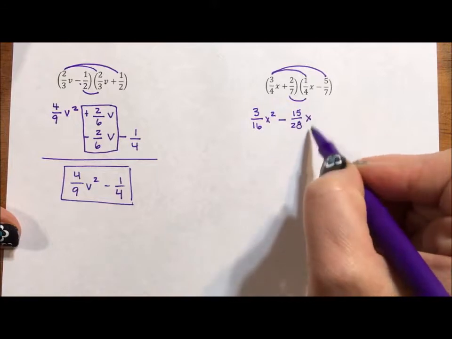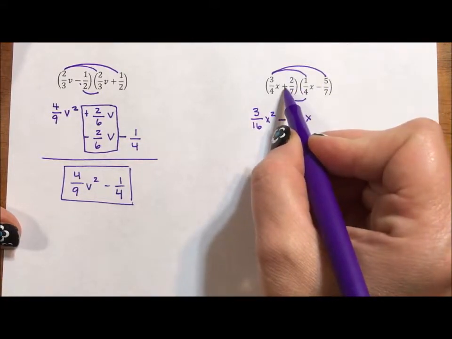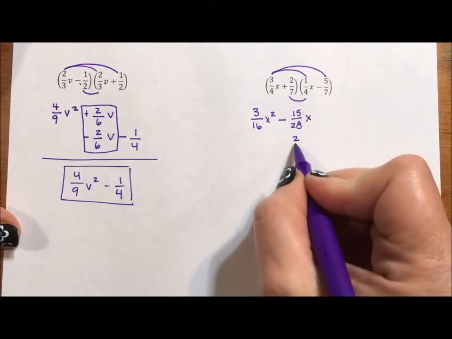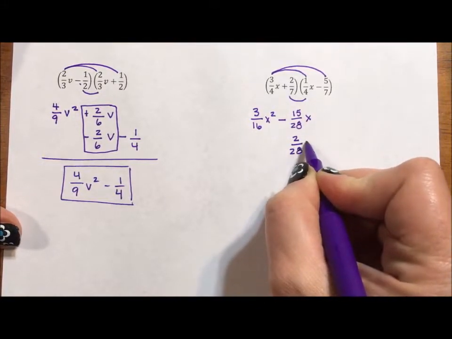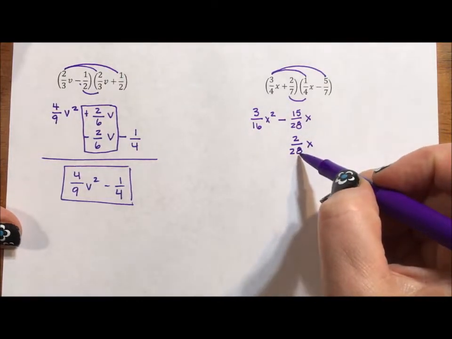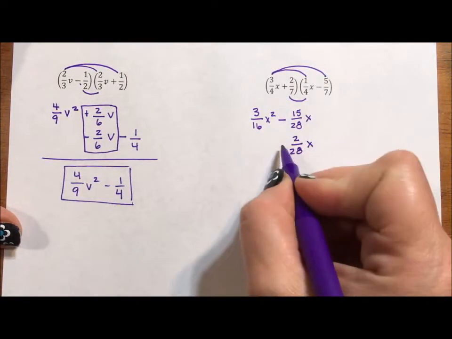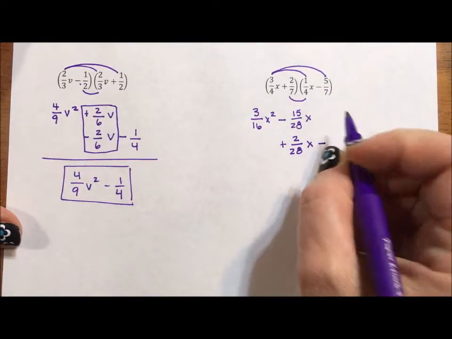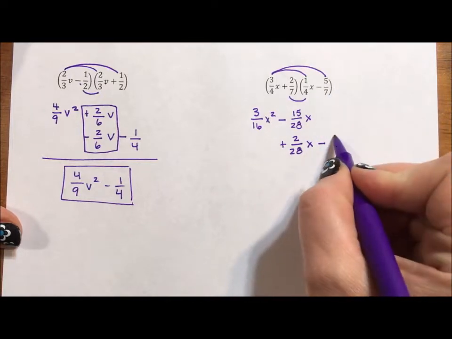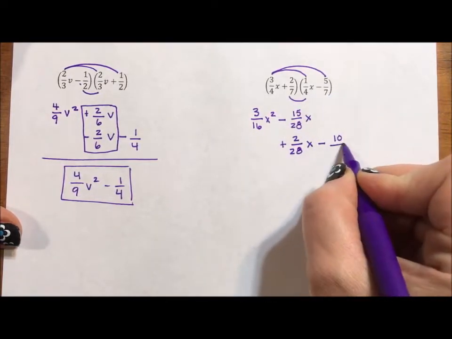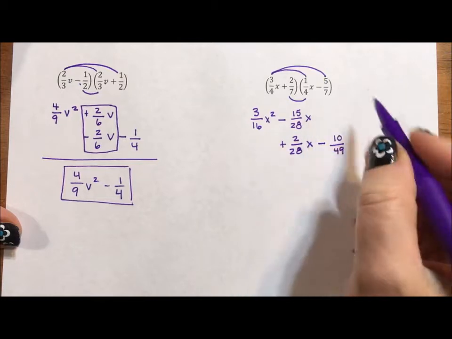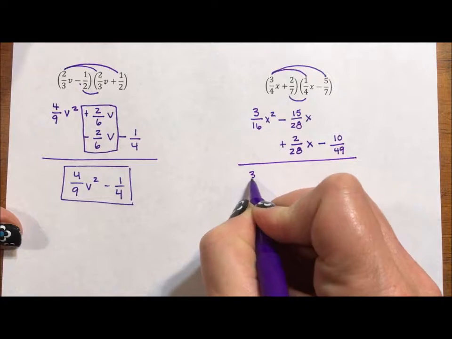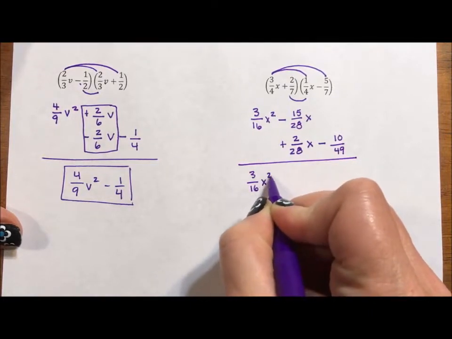This is going to be another x term. I'm going to line these guys up. It's a positive. 2 times 1 is 2. 7 times 4 is 28. And there's an x, though 2 over 28 could be reduced. I'm not going to do that until I'm done with everything else on this problem. Minus 2 times 5 is 10. 7 times 7 is 49. And there are no x's. Okay, there's nothing to combine with this, so I have 3 over 16 x squared.